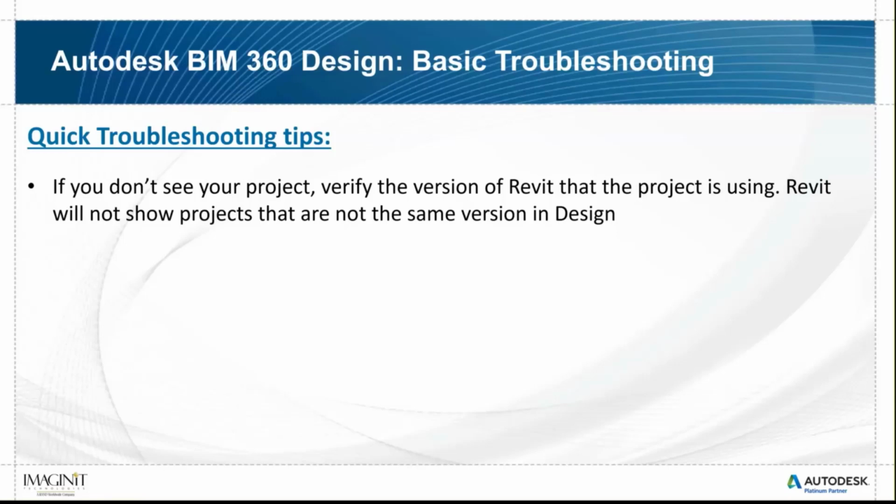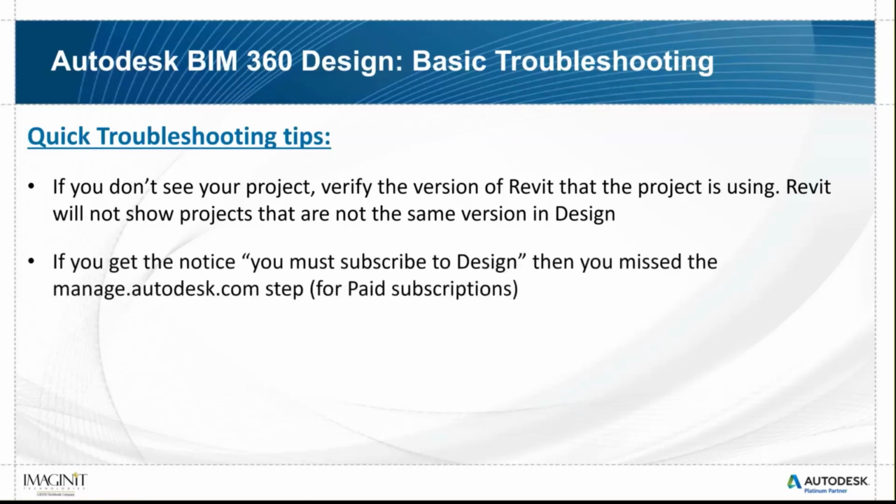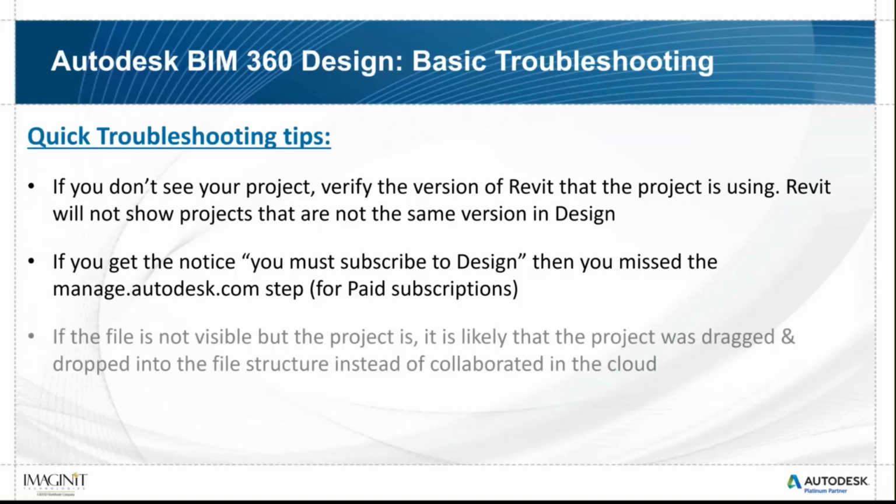And also, again, make sure that you do have permission. But it's most likely the case that you have a different version of Revit than the version that's in the file in the project. Also, if you get a notice that you need to subscribe to BIM 360 Design, either if you have a paid license, your software manager has not allocated that to you, or if you're in the trial, they didn't actually add you to the trial yet. Or they haven't turned on the license, the access for BIM 360 Design, so check those things.